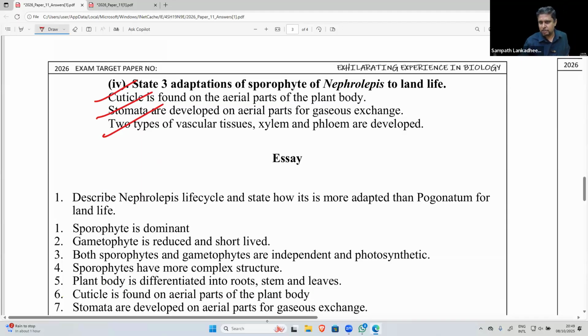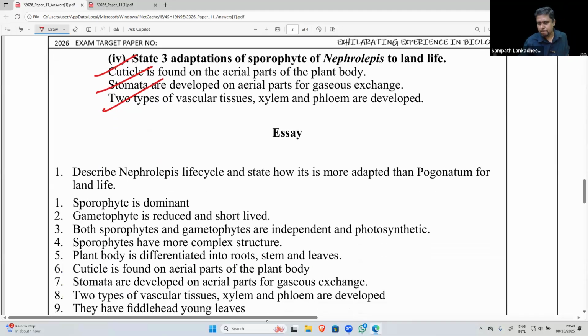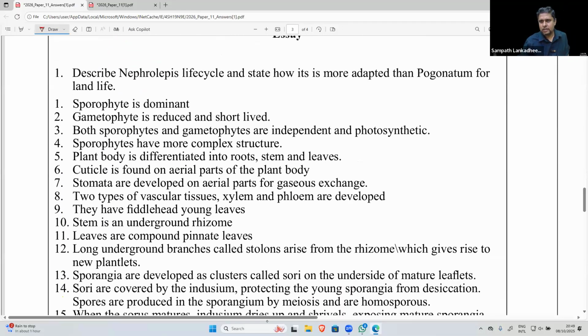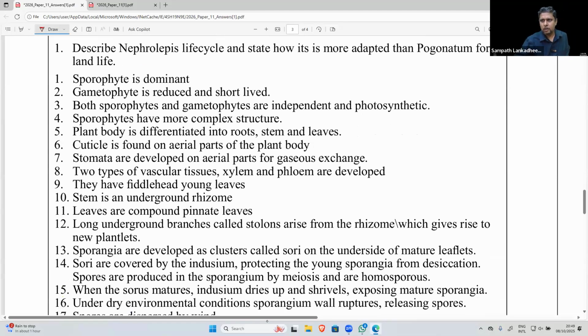First essay question: describe the Nephrolepis life cycle and state how it is more adapted than Pogonatum for land life. Describe the Nephrolepis life cycle. So what are you going to say, people? The sporophyte is dominant, and the gametophyte is reduced and short-lived. Both the sporophyte and the gametophyte are independent. The photosynthetic sporophyte has a more complex structure.